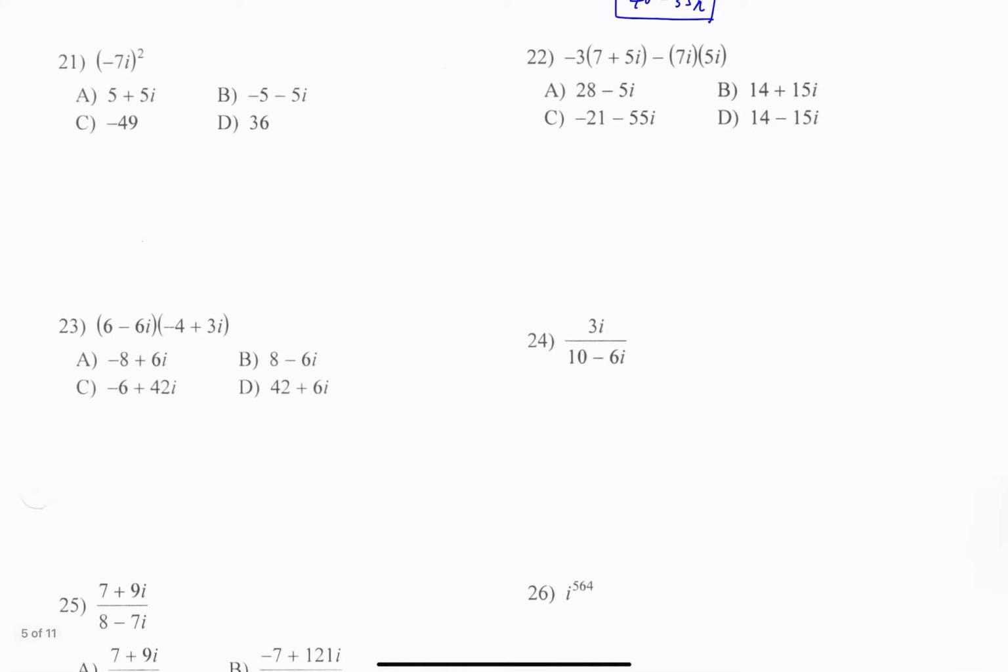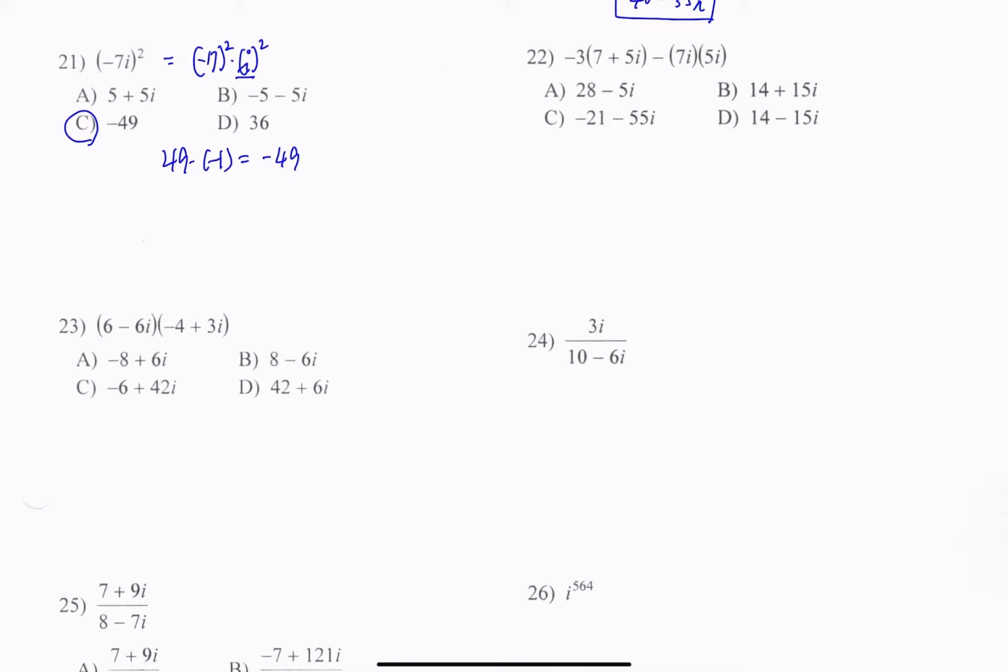Next, parenthesis negative 7i squared, which means negative 7 squared times i squared. Negative 7 squared is 49. i squared is negative 1. So negative 1 times 49 is negative 49.